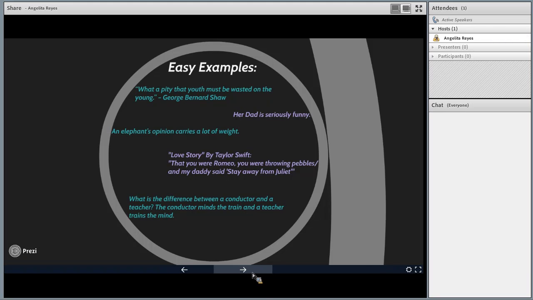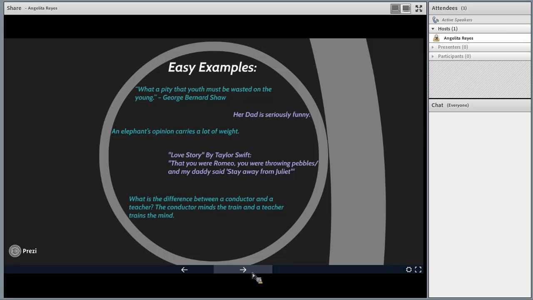And since this is a whole sentence, like a statement, this will be a paradox. It's just a statement that seems contradictory, but when you think about it, it is true. And you're like, okay, no, there is truth to this statement. So that would be an example of a paradox. The next one, "her dad is seriously funny." This would be an example of a pun.